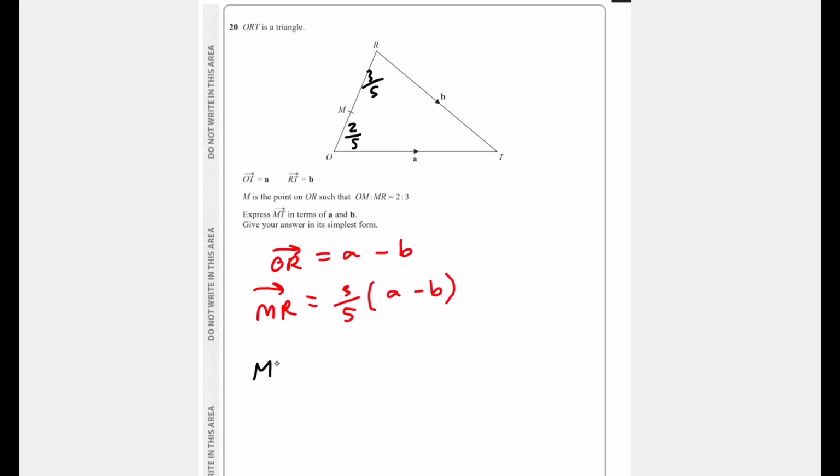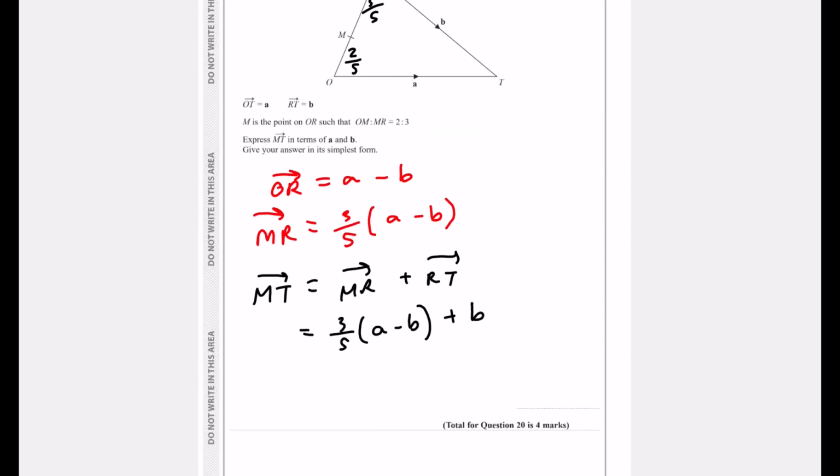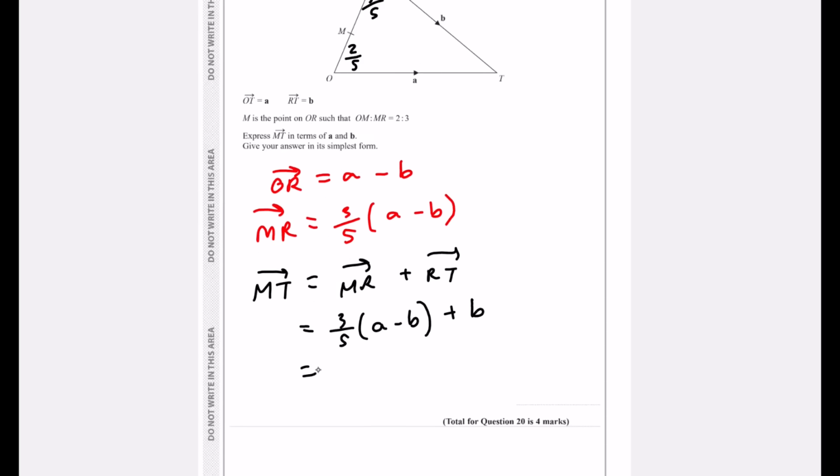So M to T is going to be M to R and then R to T. So up and along. So it's 3/5 of A minus B plus another B. So now I just need to simplify it. So expand the bracket. 3/5 A minus 3/5 B plus B. So it's 3/5 A, then add the B's together. A whole B, take away 3/5 is 2/5. So it's 3/5 A plus 2/5 B.